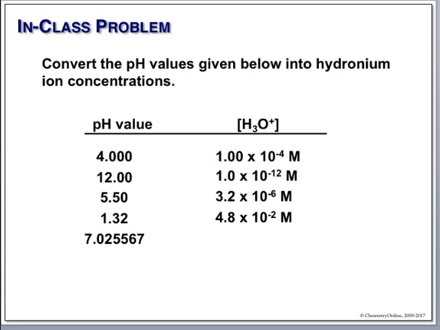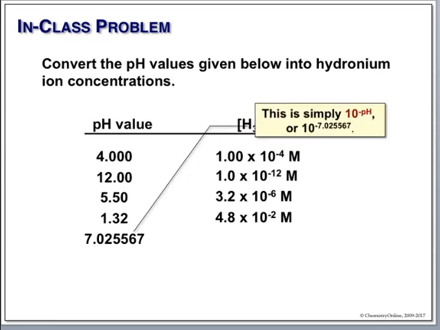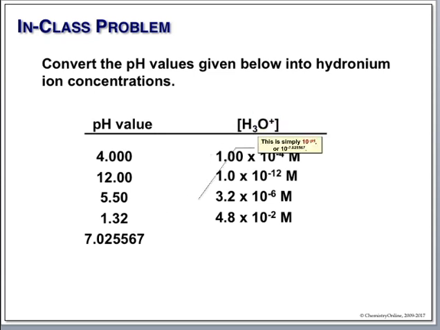Now it's a real bother on your calculator, but if I said we had 7.025567 as our pH, all you have to do is change the sign, type it in, 10 to the minus 7.02 and so on, and you should get about 9.4 times 10 to the minus 8.